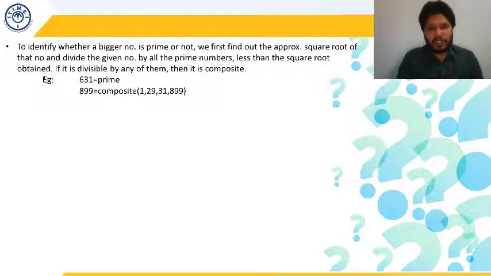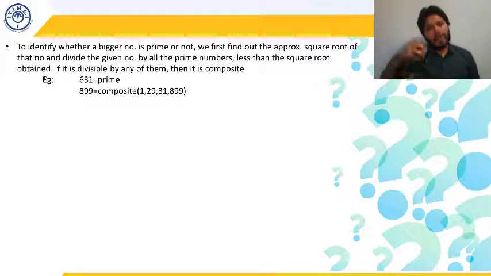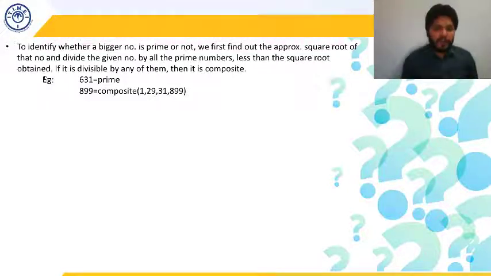I hope this definition is clear to everyone. What we have discussed, just revise it. To identify whether a bigger number is prime or not, we first find out the approximate square root of that number by taking a perfect square near to it. Then divide the given number by all the prime numbers less than the square root obtained.